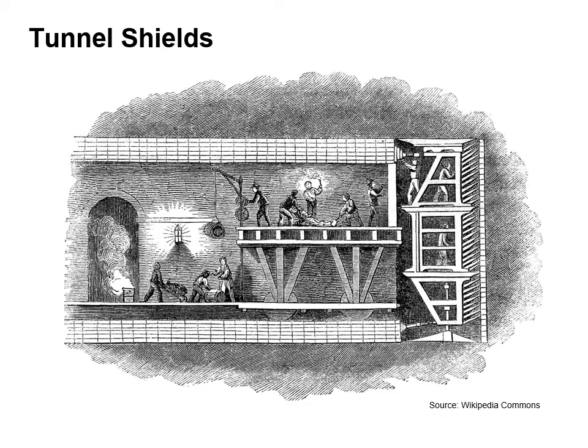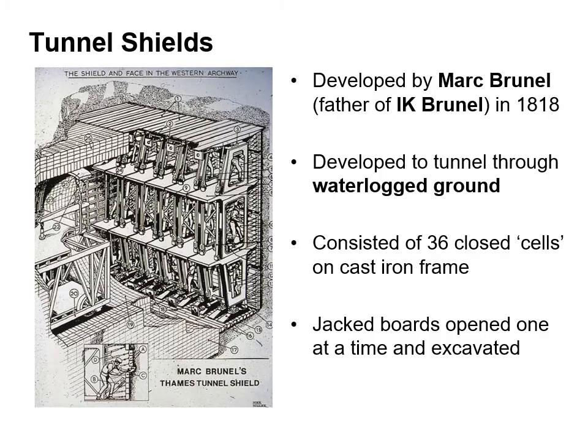Very early on, it was recognised that automation and mechanisation would help the process of tunnelling, and here we can see an artist's impression of a tunnelling shield being used to construct a masonry tunnel. The tunnel shield as we know it was developed by Mark Brunel. It was developed to tunnel through waterlogged ground, and it consisted of 36 closed cells on a cast iron frame. Jack boards opened one at a time and were then excavated.